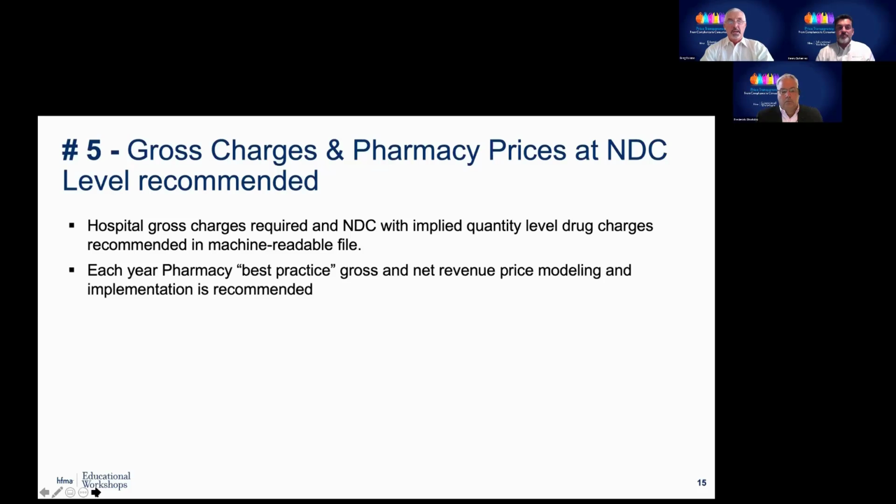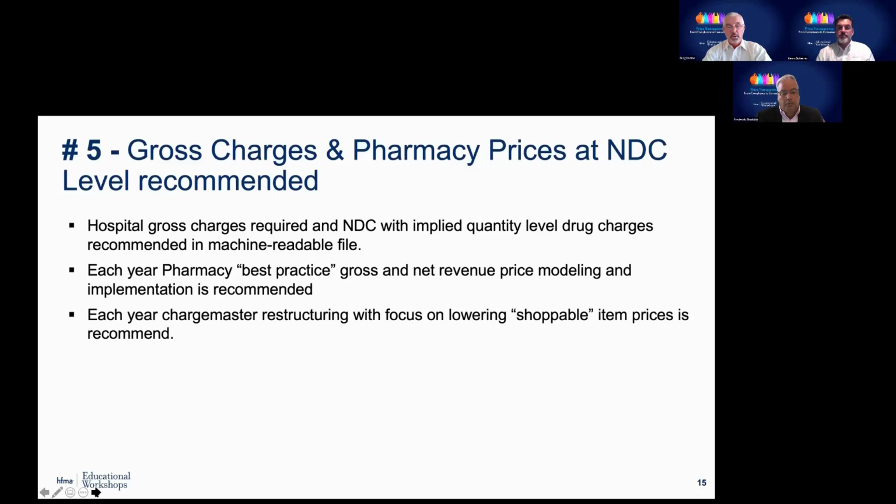Each year, we would recommend that you look at pharmacy best practice gross and net rental price modeling and implementation prior to providing your annual update for the transparency regulation. Each year, we also recommend chargemaster restructuring, where if you can, you have the ability to lower your shoppable items to be more price competitive in your marketplace, utilizing updated contract information, projected volume, case mix, unit cost, and market data to go into that update.